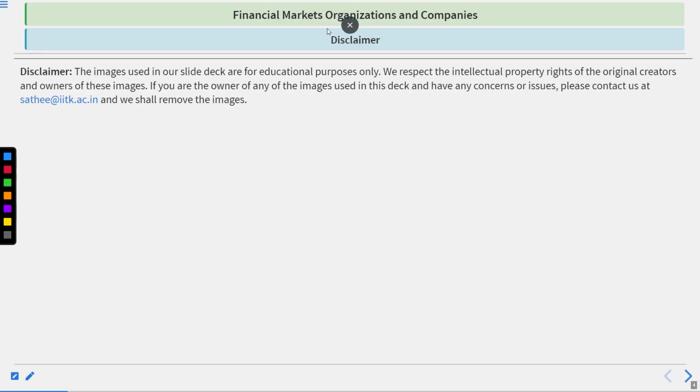But before starting all of this, there is a small disclaimer presented over here, and we are required to understand this disclaimer first. The images used in the slide deck are for educational purposes only. We respect the intellectual property rights of the original creators and owners of these images. If you are the owner of any of the images used in this deck and have any concerns or issues, then please contact us at sathee@iitk.ac.in and we shall remove the images.